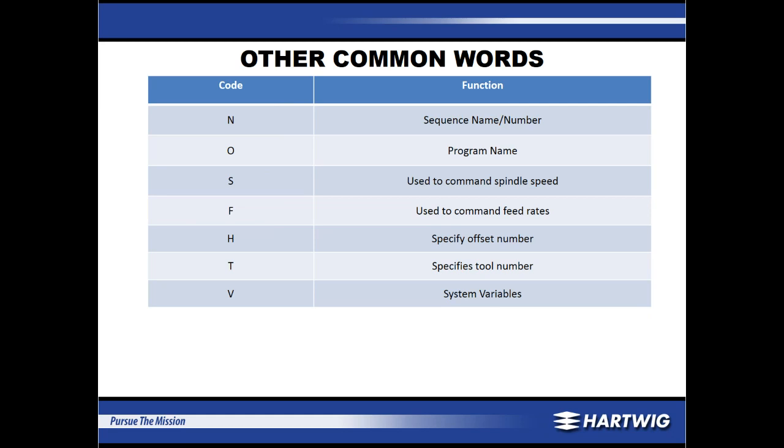We will use an H value typically whenever we need to specify an offset number, be it a tool offset number or work offset number. We will use a T to specify tool numbers. And we will use V whenever we're talking about something that concerns a system variable. We'll go over system variables only very briefly later on in the webinar.